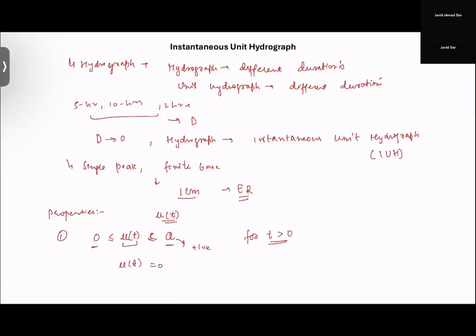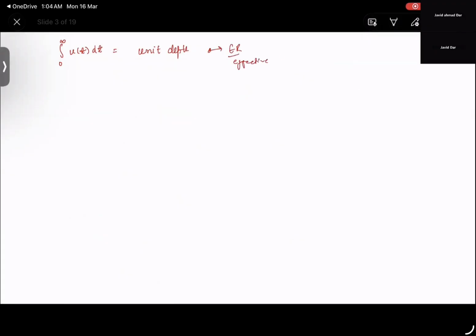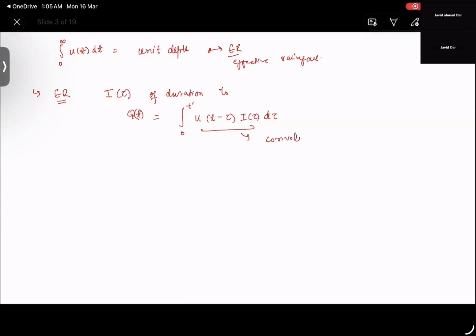There are a few properties which I will write here. Let's say the ordinate of the unit hydrograph is represented by U of t. This has been taught in class, but I will try to recall it. U of t is less than A for t greater than 0. So whenever the time is greater than 0, your ordinate is going to be a positive quantity between 0 and A. Here A is positive. And the second thing is that U of t is 0 for t less than or equal to 0. Similarly, U of t will tend to 0 as t tends to infinity. And the last property, which is the property of every unit hydrograph, is that if you integrate the ordinates of U of t, or find the area under the unit hydrograph, you get a unit depth, which represents the effective rainfall over the catchment.